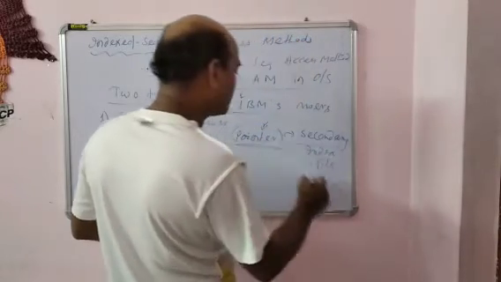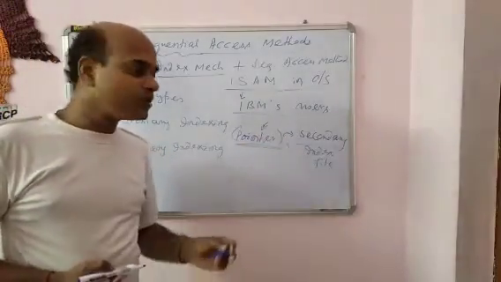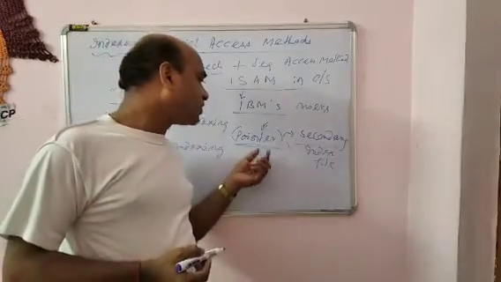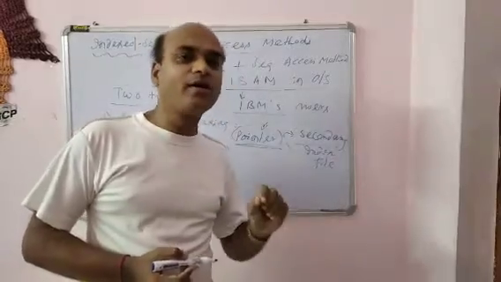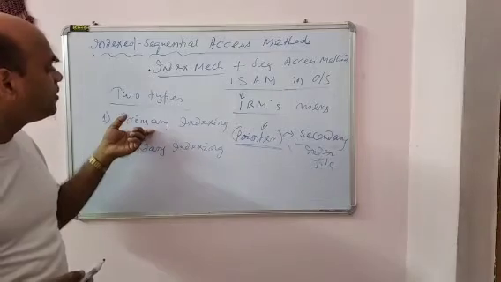So there are two types of indexing introduced by IBM. In primary indexing, what happens? In the primary index file, it contains a pointer. The pointer points to the block of the secondary index file where the actual data are being stored. Okay, so this is the primary indexing.